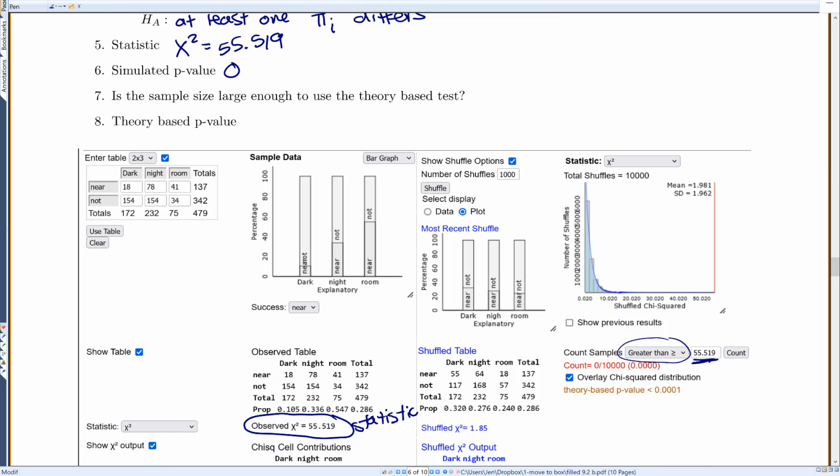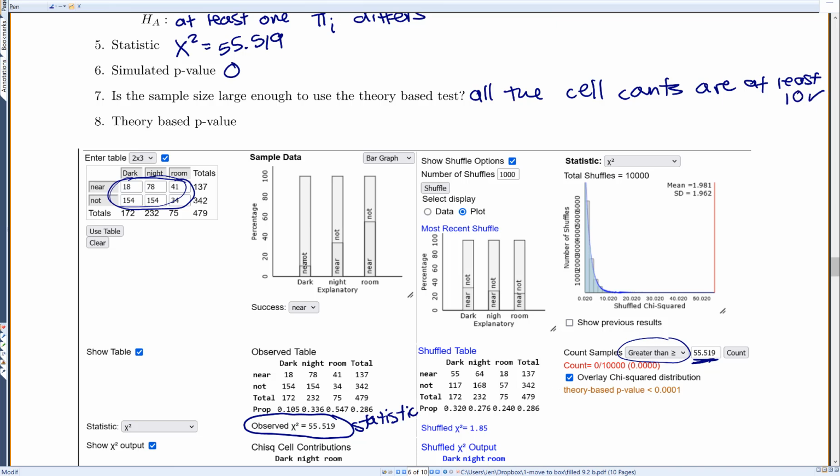Now, is my sample size large enough to use the theory-based test? Well, all of these numbers right here, they are all at least 10. So all the cell counts, or how many observations are in each cell, are at least 10. Okay, so we are good to go.